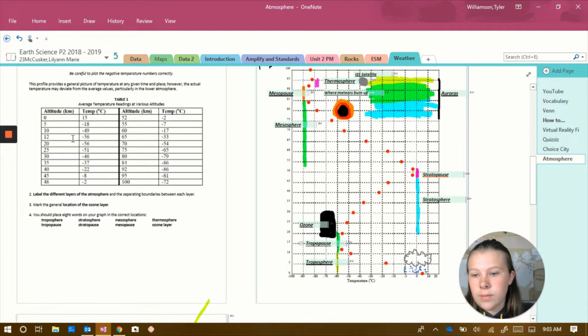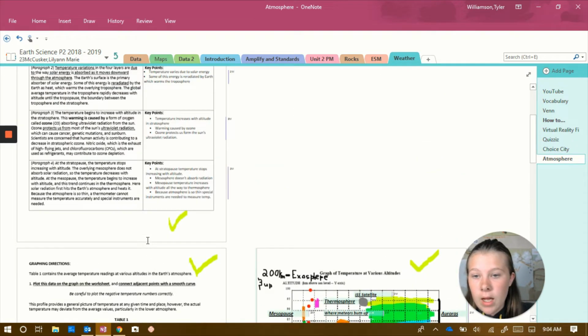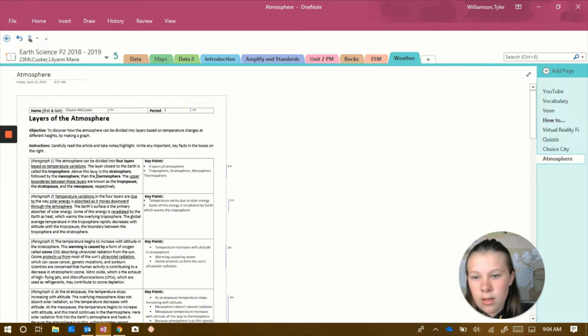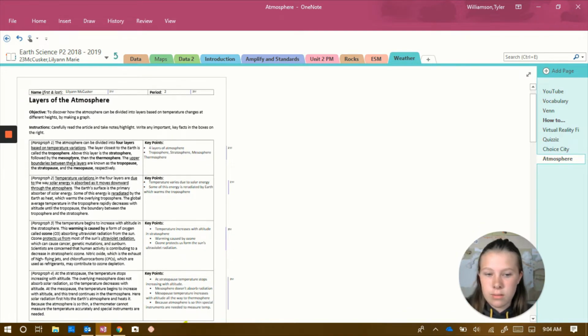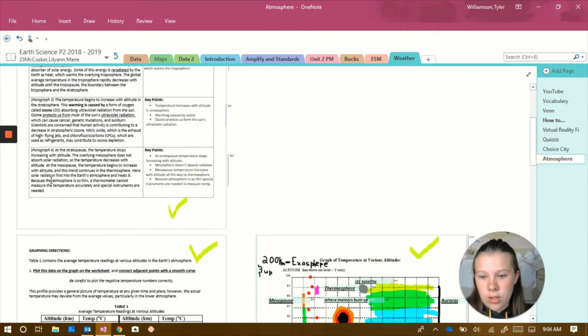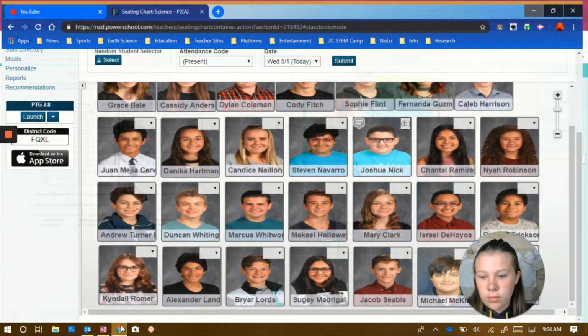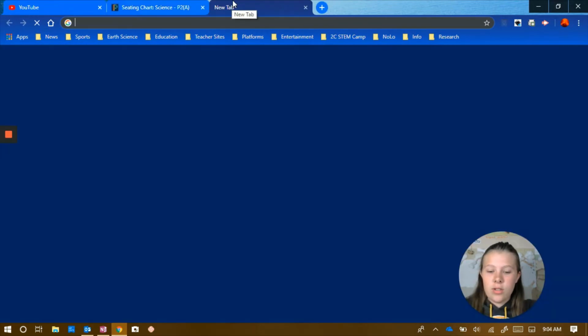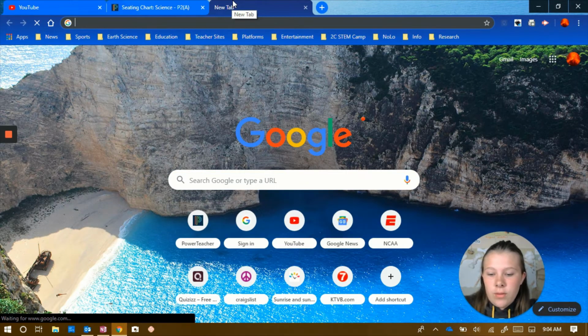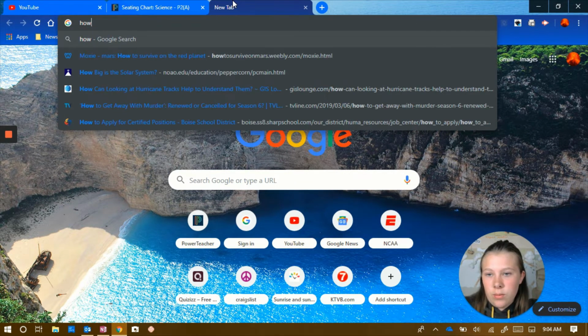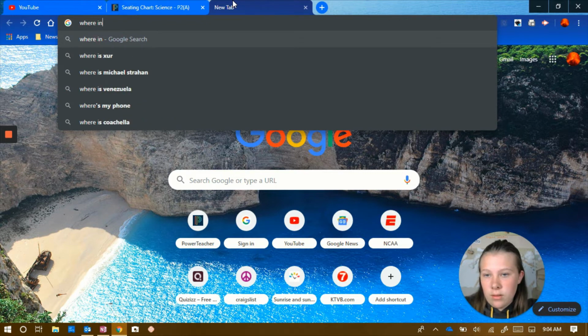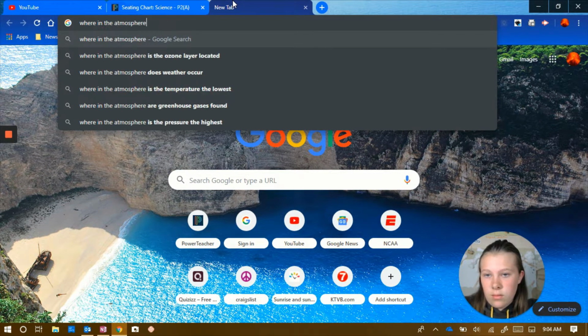Okay, so the next thing is to label the different parts of the atmosphere. It doesn't exactly say the kilometers, it is right here in these paragraphs, so what you can do is open up Google and search, for example, how high in the atmosphere is the mesosphere.